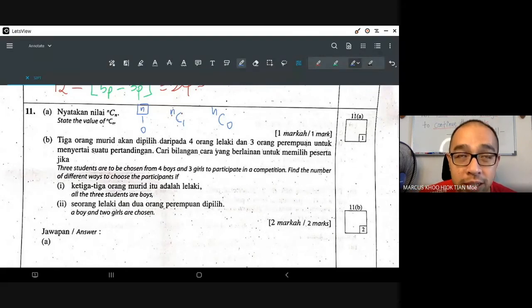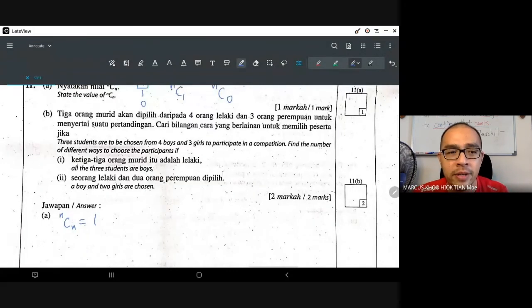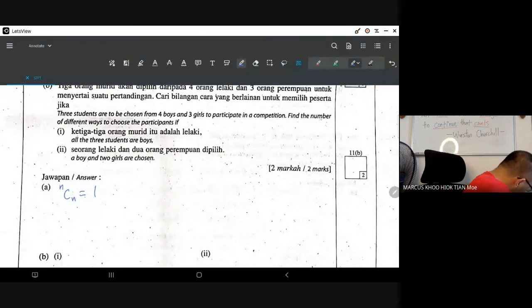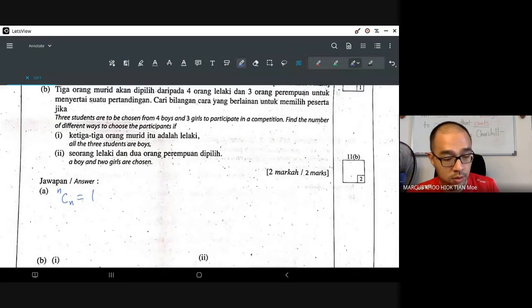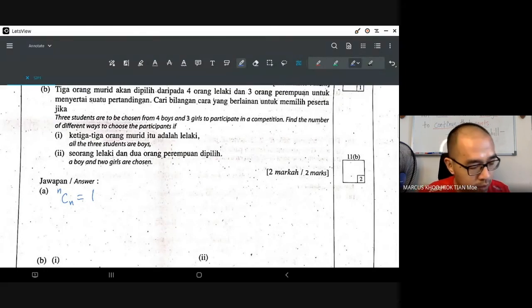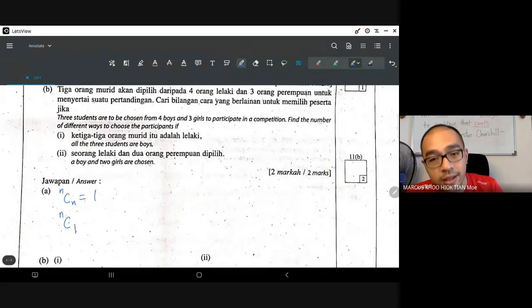Now when we did this chapter, I already said that this is something that you have to memorize. nCn is always 1. Even nPn, is it nPn? Hold on. Is nPn 5P5? It should not be 1 though. 5P5, yeah, only the C function works that way. nCn equals 1, manakala nC1 equals n.